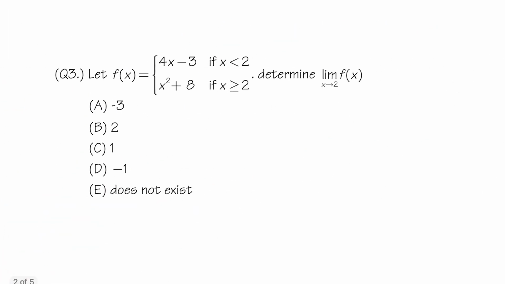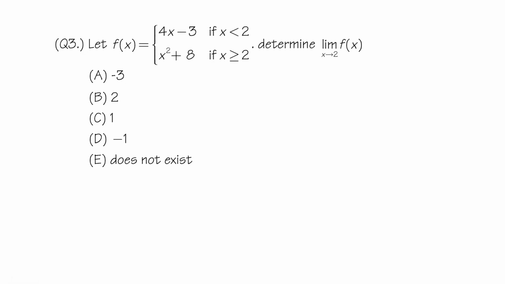All right, number 3, let's see. We have a piecewise function, and we have to find the limit as x approaches 2 of the function. Notice that we don't have a plus or minus here, so that means we have to do both. Let's do the limit as x approaches 2 from the left-hand side first.